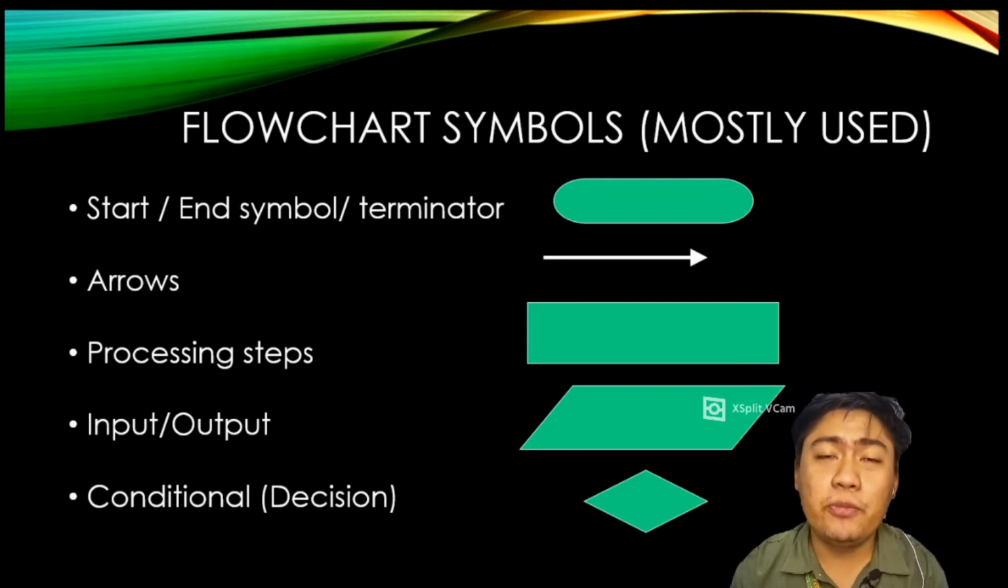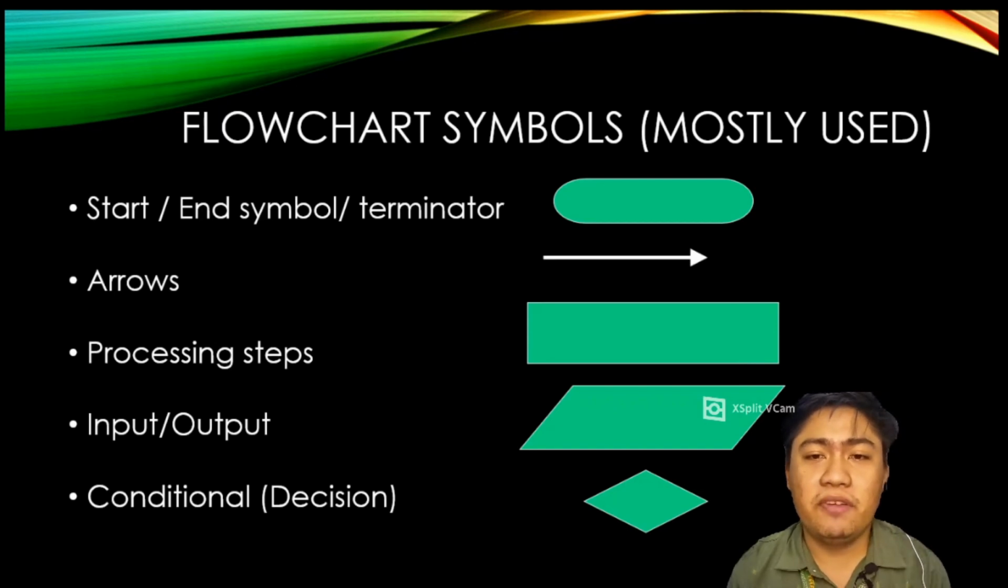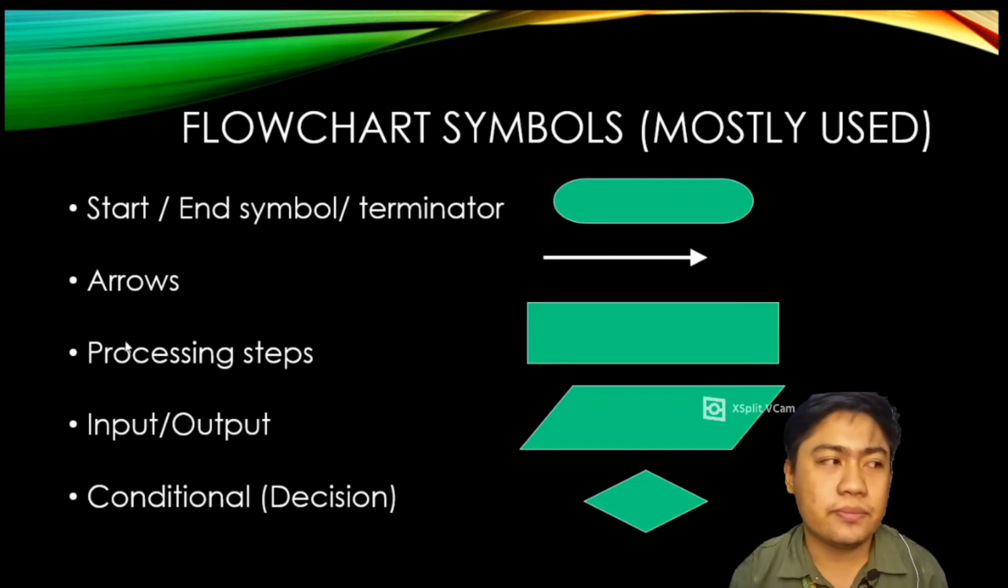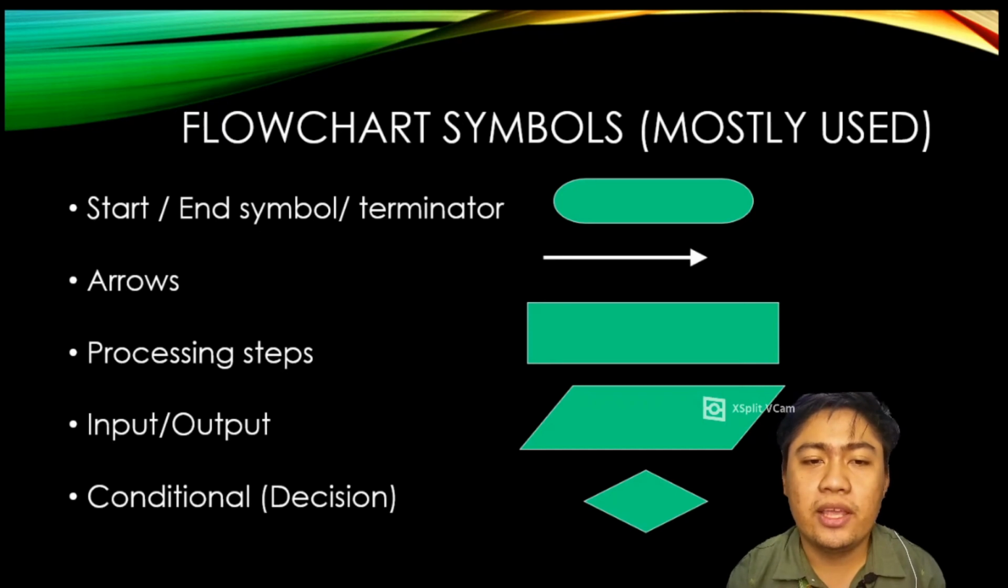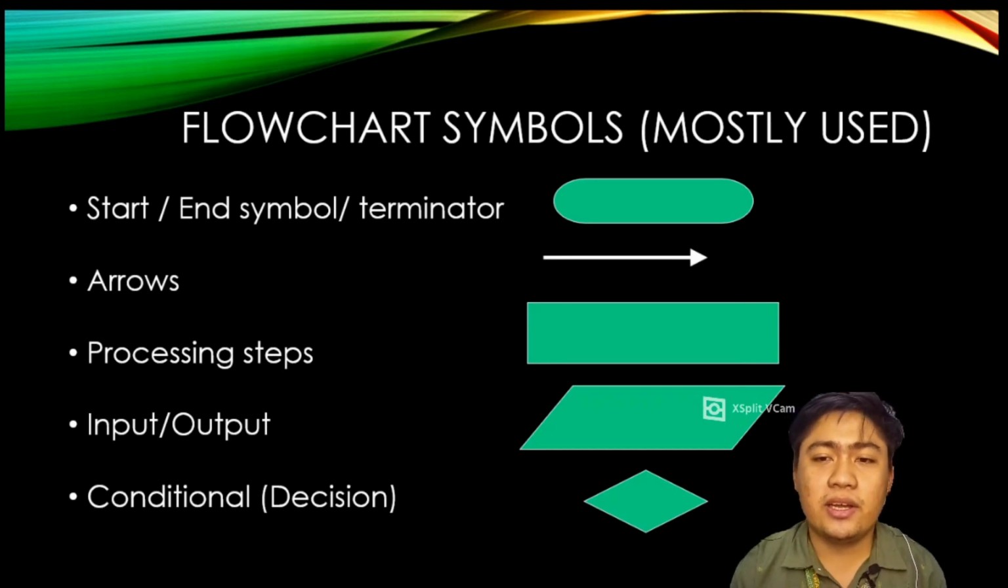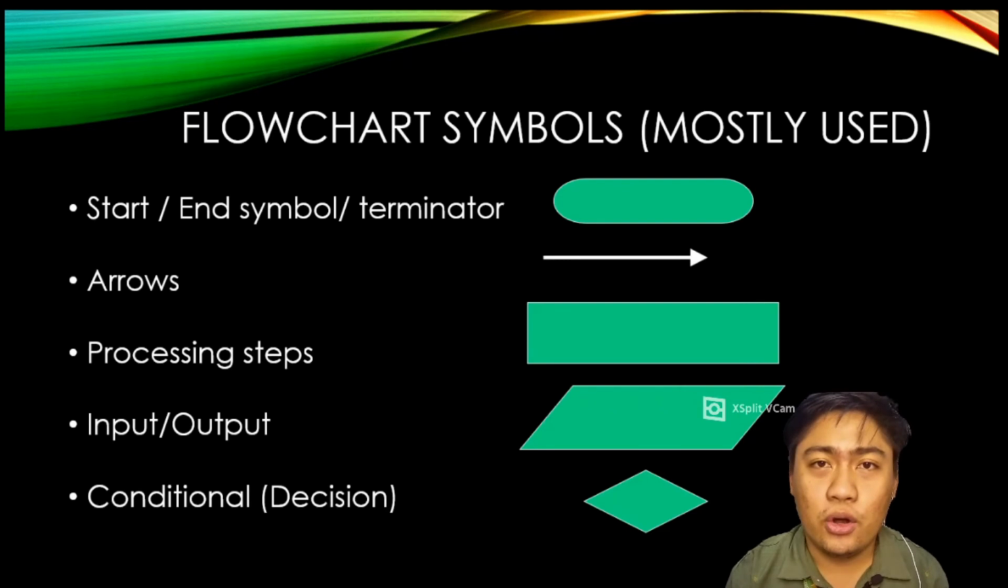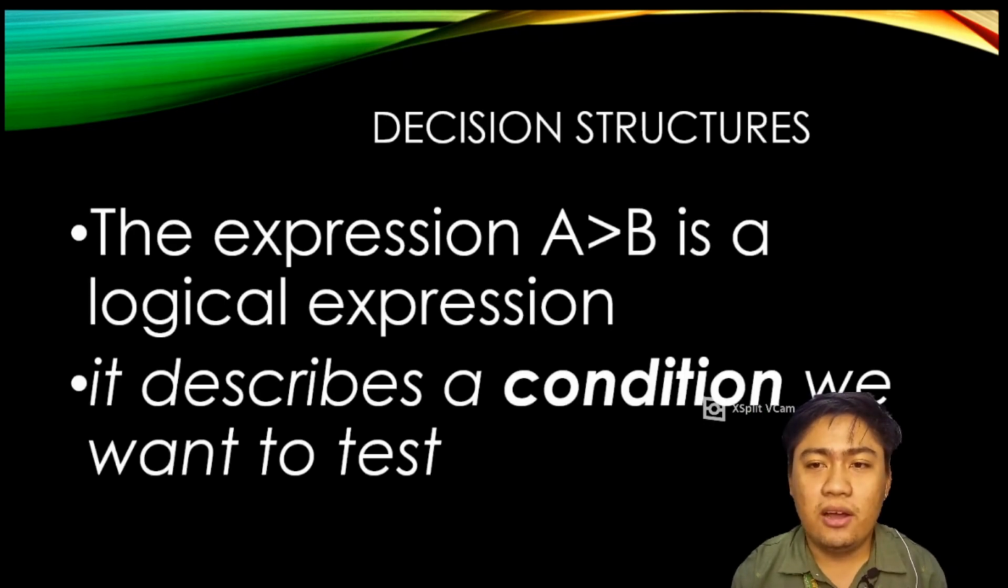The next one is the input and output symbol. This is used if the flowchart needs input from the user or output from a process. And the last one is the conditional or the decision symbol. It is used if the procedure leads to a comparison which involves logical or relational operators and a question that is answerable by a yes or a no. So let's focus on the decision structures. The expression A is greater than B is a logical expression. It describes a condition we want to test.